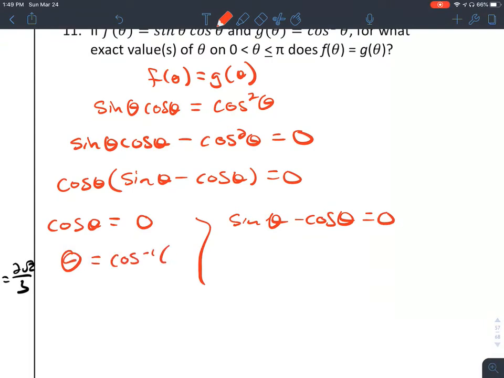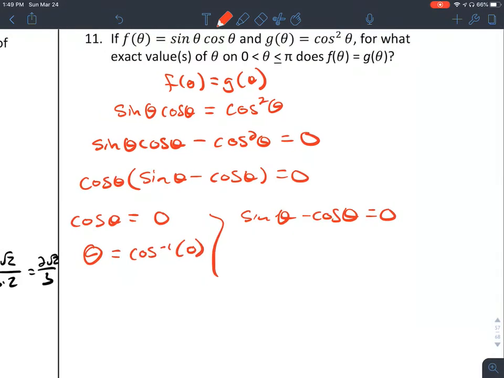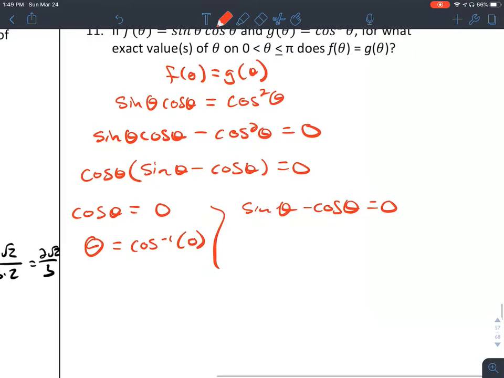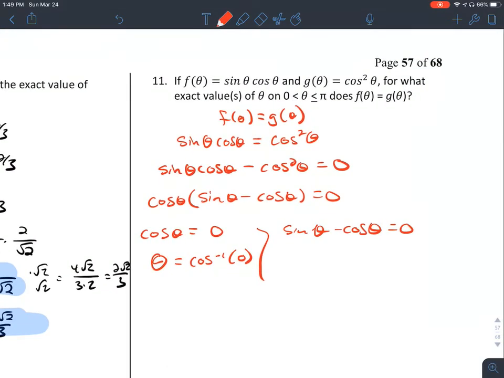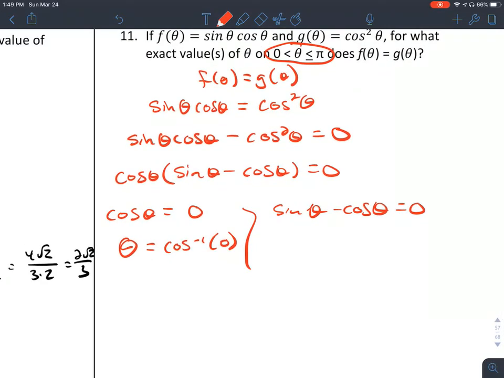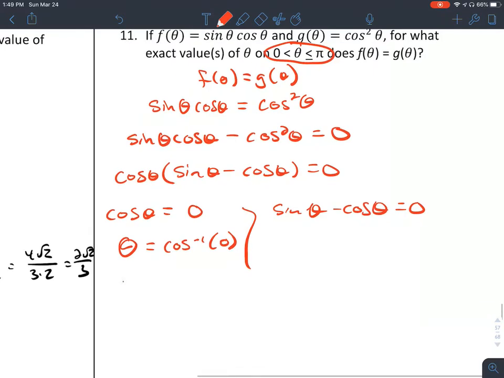Theta is cosine inverse of 0. When is cosine 0? When is the x value 0? It's on the positive and negative y-axis. But this says from 0 to pi, so I'm just going to use the positive y-axis for this, which is pi over 2. 3 pi over 2 would be another potential answer, but it's not in the domain here.